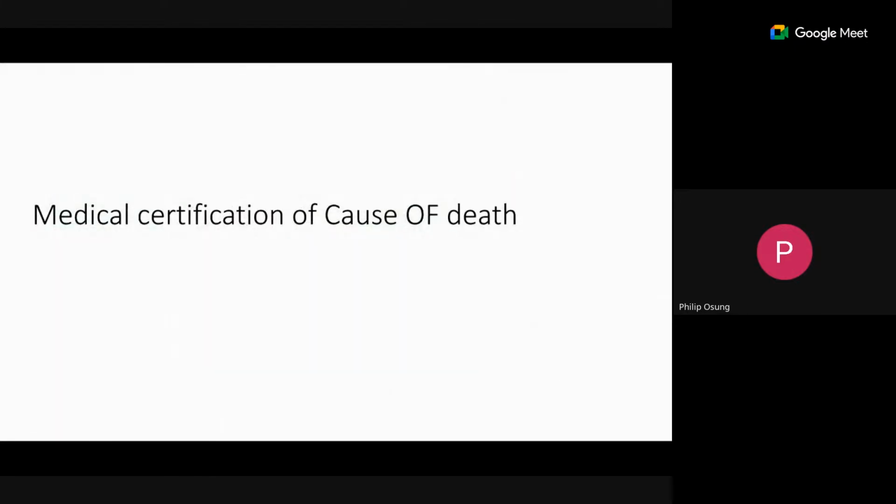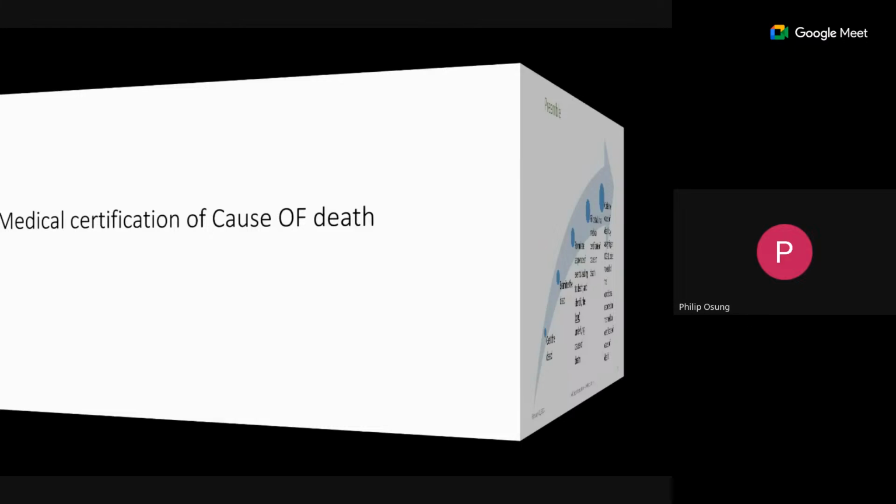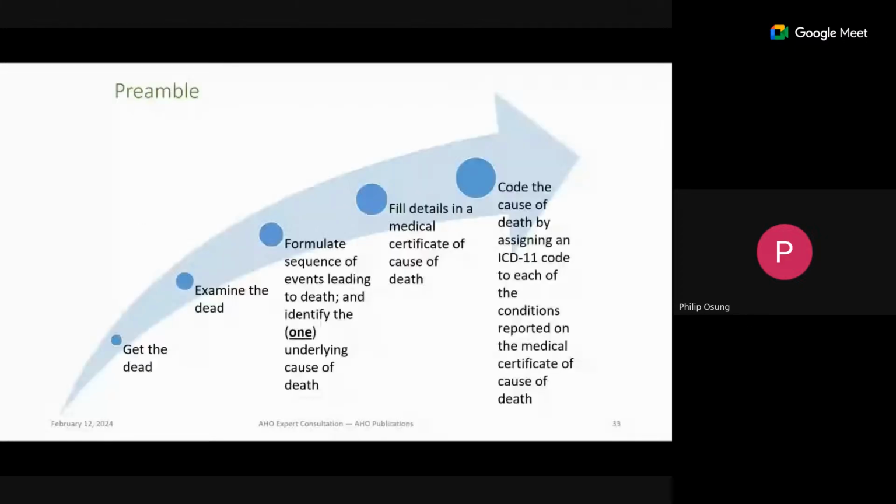So I'm going to briefly go through the medical certification of the cause of death. The medical certification of cause of death is important when looking at mortality data statistics. I myself had only heard this in passing, without even realizing that this was very crucial when it came to reporting mortality statistics.